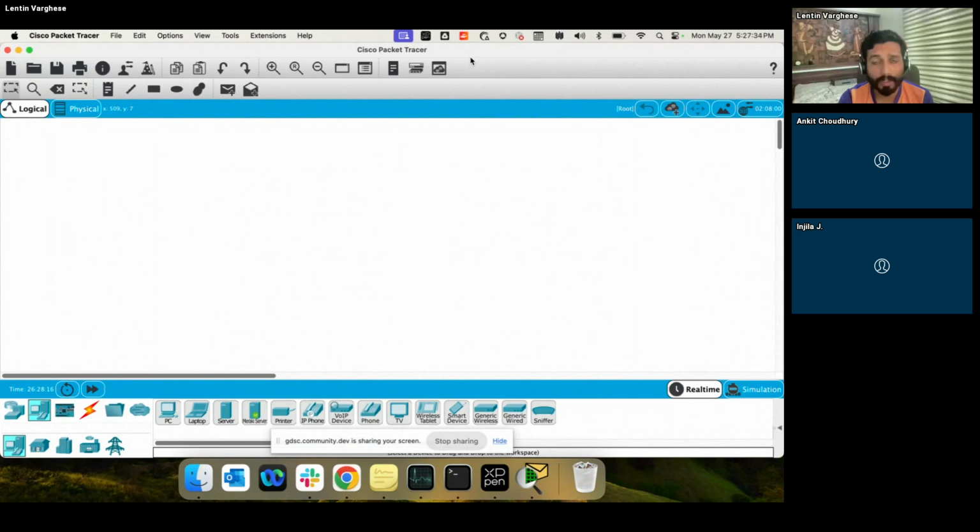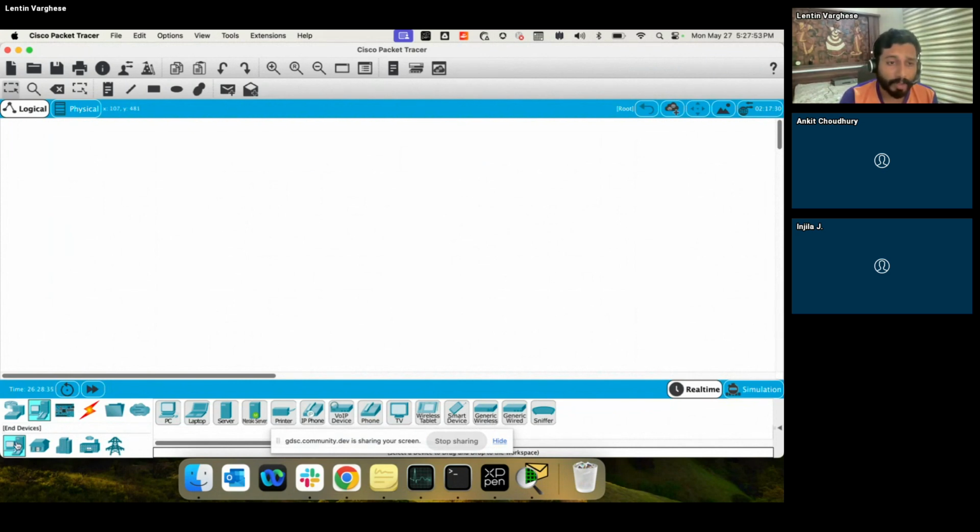If you have Cisco Packet Tracer open, this is what you will see. This is basically a simulator software which will help you configure computers and check the communication. There are a whole bunch of devices which you can try out here.